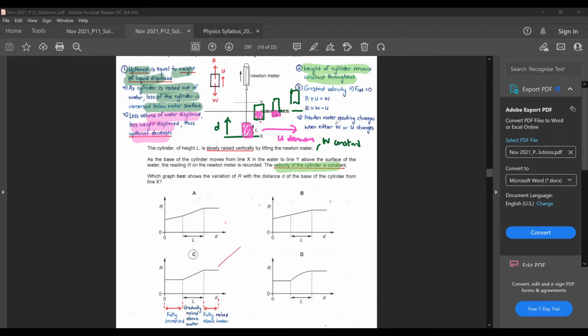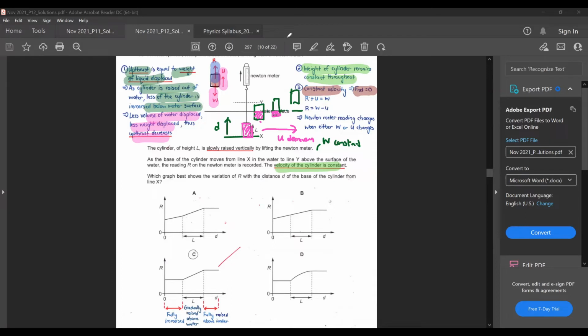So what's the significance of this statement? When you're moving with constant velocity, your net force is 0. That means your forces will always balance. So when you look at your cylinder, the weight will always act downwards. The upthrust will always act upwards. The reading on your Newton meter is upwards. Because how do I know it's upwards?